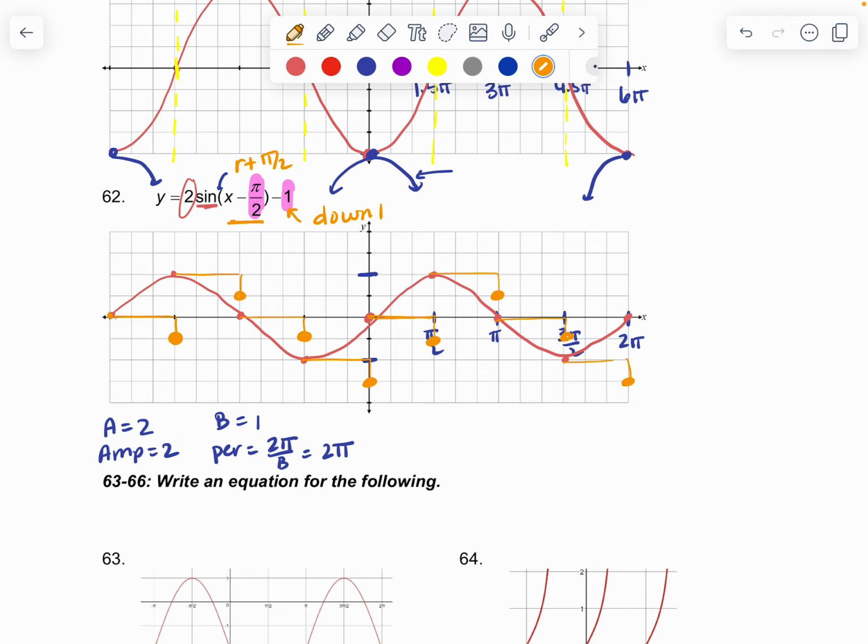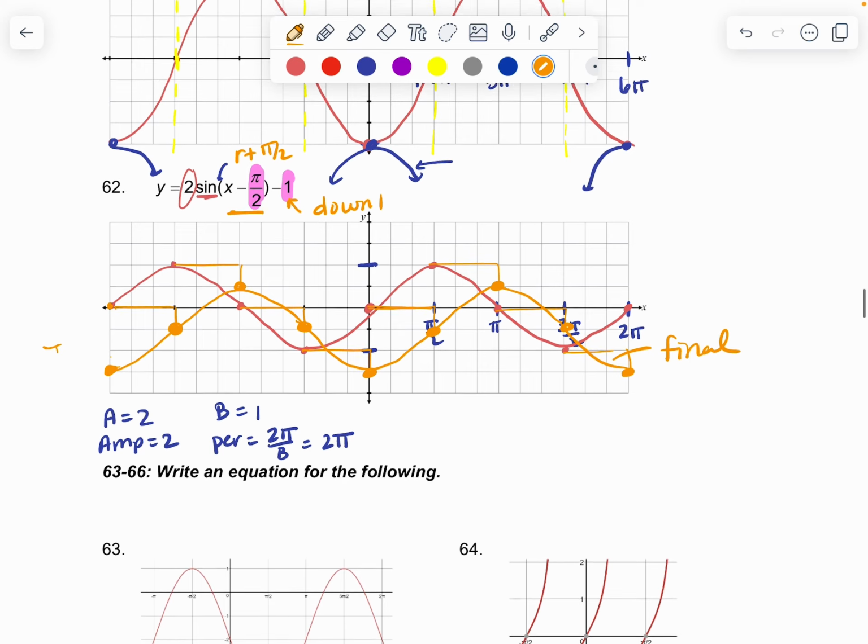And then if you follow the pattern on the left side here, it goes up, up, down. It's going to be somewhere right here. Okay. Now reconnecting these guys, it's going to look something like this. Let's try to add little curves in there. So the orange graph is actually going to be your final graph. All right. Okay, now writing the equations for the following.